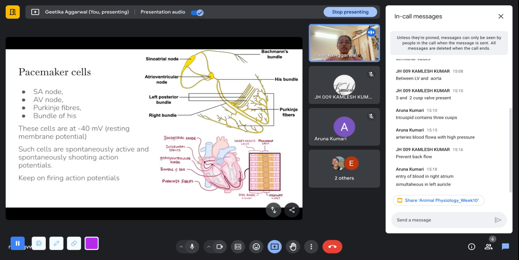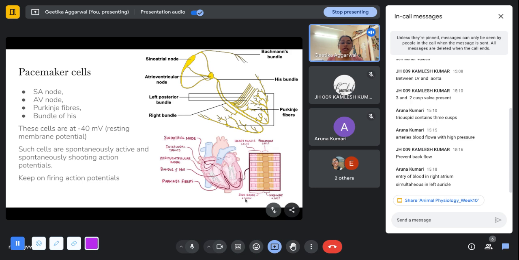So the conduction system is made up of the pacemaker cells. And you can see in this image, basically we have four types of pacemaker cells. We have a sinoatrial node, which connects to the atrioventricular node, also called the AV node, which then connects to the bundle of His. And these bundles are present in this wall, which separates the two ventricles. And then this moves on to the Purkinje fibers.